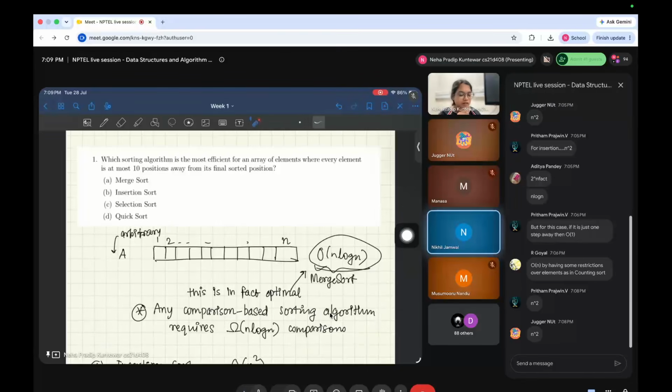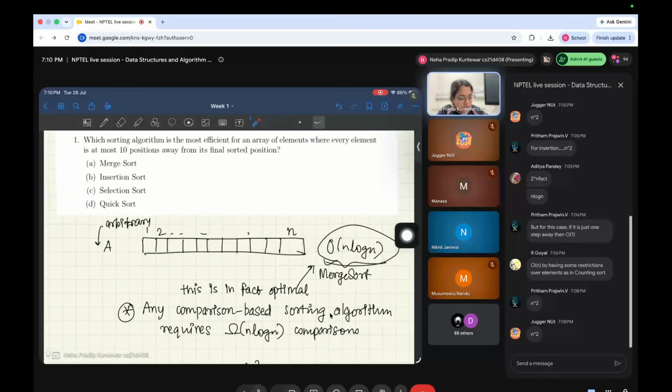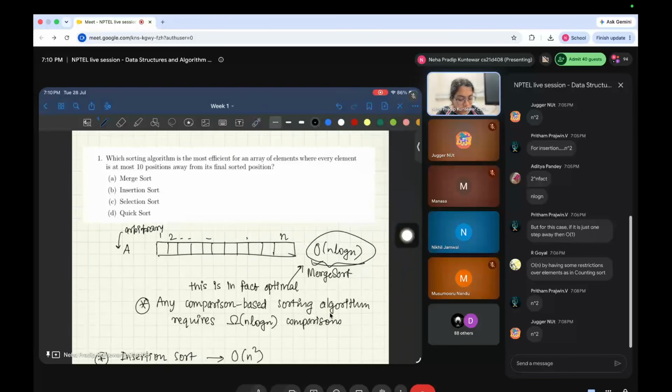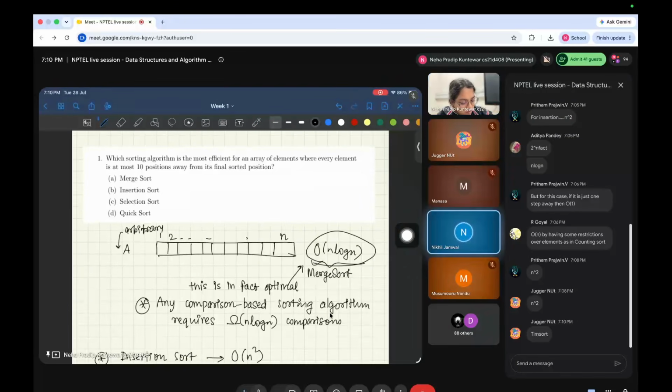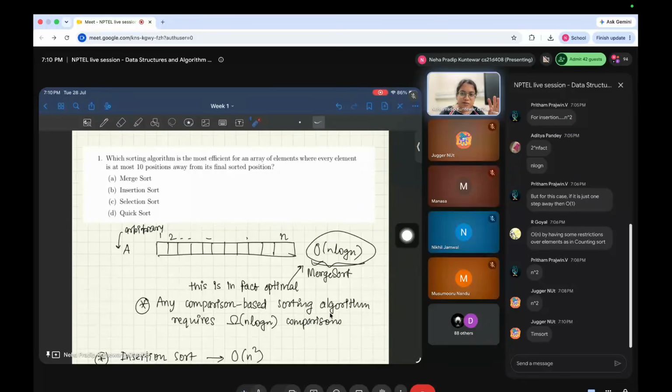Binary search maybe, which is actually based on divide and conquer, basically. Okay, are there any other answers before we discuss the solution?